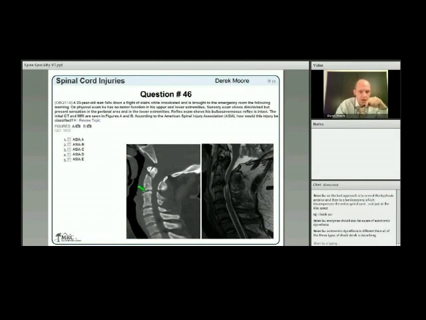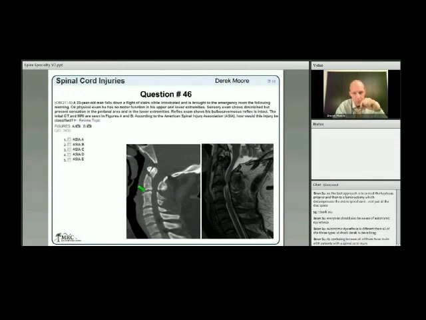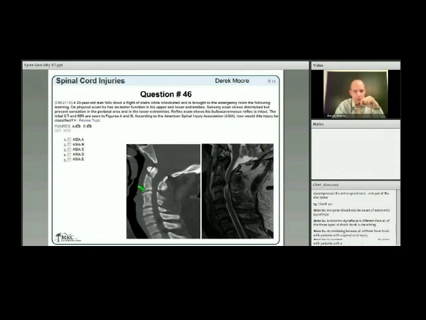Next question. A 23-year-old man falls down the stairs while intoxicated and is brought to the emergency room the following morning. On physical exam, he has no motor function in his upper and lower extremities. Sensory exam shows diminished but present sensation in his perianal area and his lower extremities. Reflex exam shows his bulbocavernosus reflex is intact. So he's out of spinal shock. Imaging studies are shown. How would you classify this according to the ASIA classification system?